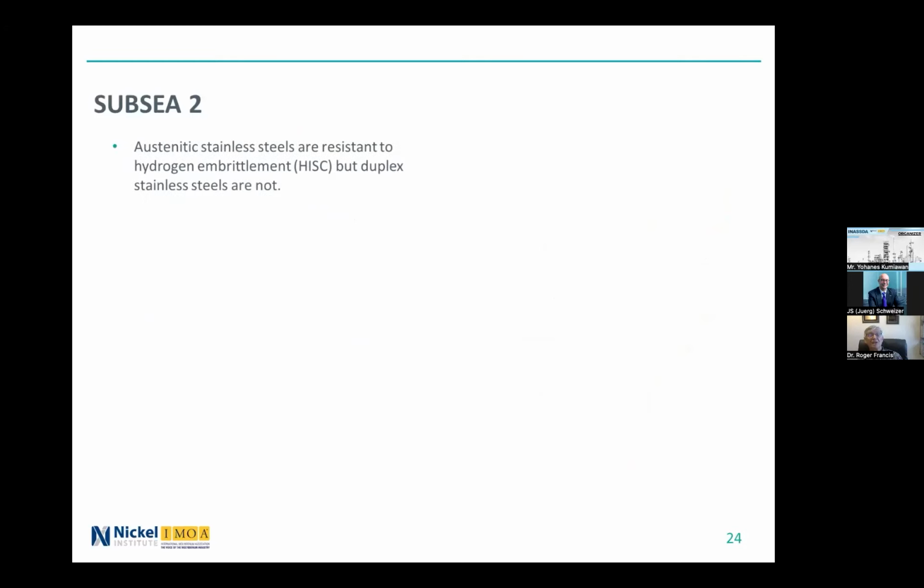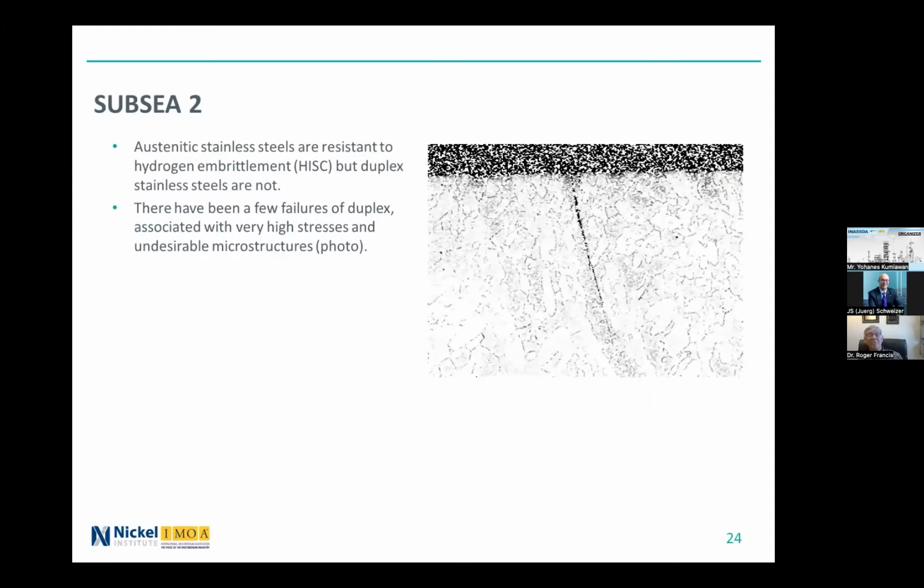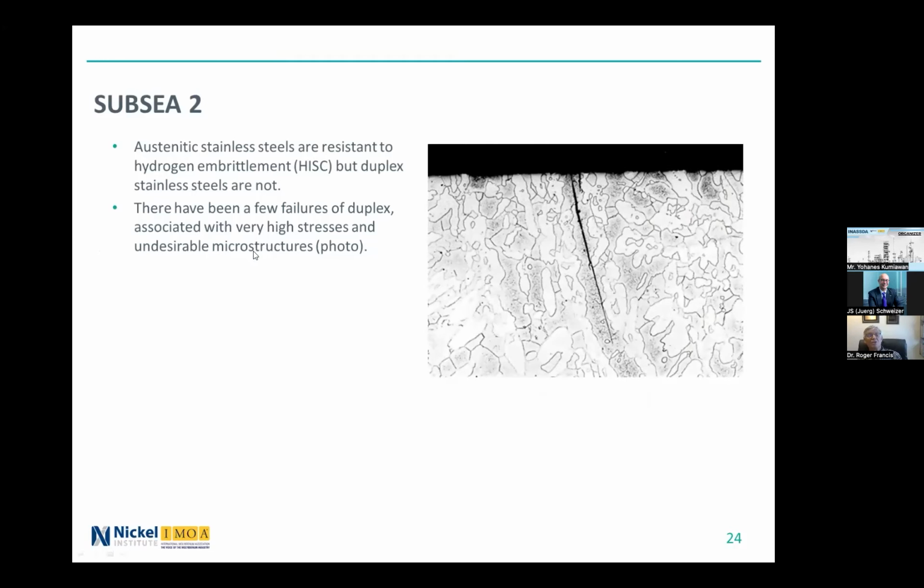Now, austenitic stainless steels are resistant to hydrogen embrittlement, which is also known as hydrogen-induced stress cracking, or HISC. It's the same thing. But duplex stainless steels are not resistant. And there have been a few failures of duplex associated with very high stresses and undesirable microstructures. And this shows an undesirable microstructure. The darker phase here is the ferrite. These light stringers are the austenite, and it's roughly 50-50, typical for a duplex stainless steel.